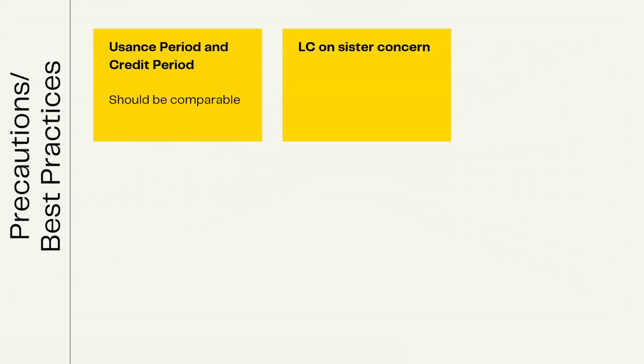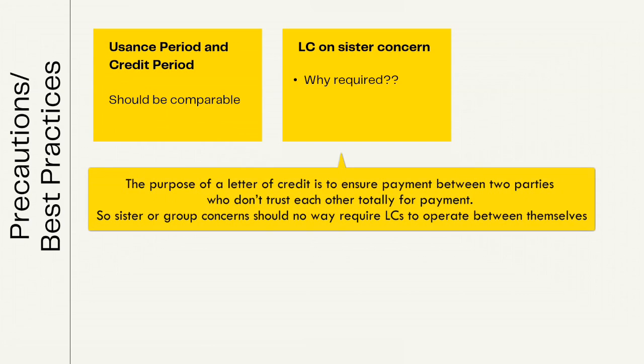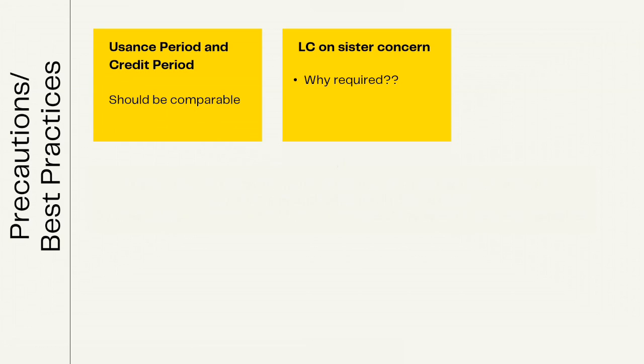LC on sister concern or group concern should not be allowed. The purpose of a letter of credit is to ensure payment between two parties who don't trust each other totally for payments. So sister or group concerns should nowhere require LCs to operate between themselves. If allowed, this can result in kite flying. So opening of LCs across related companies is strictly prohibited, especially in case of inland LCs.